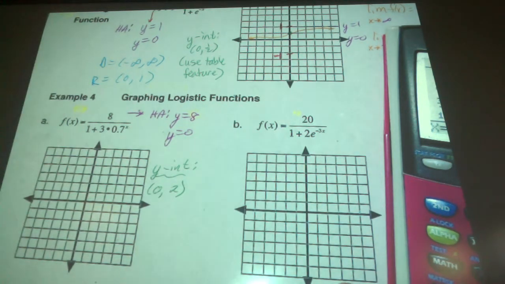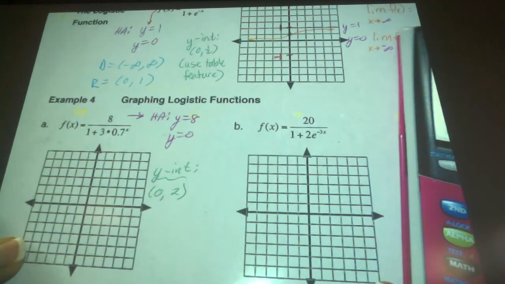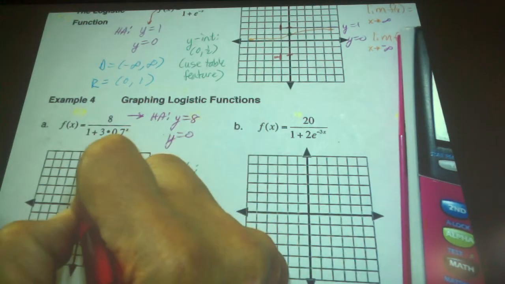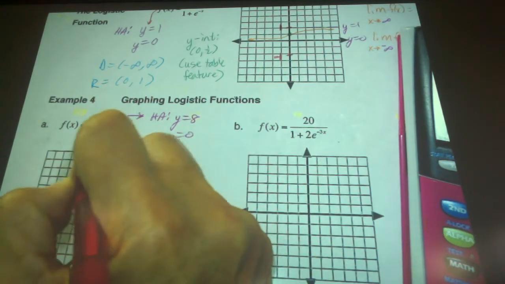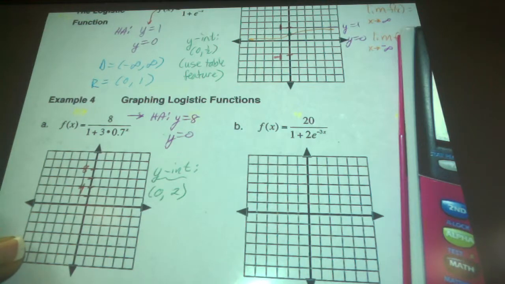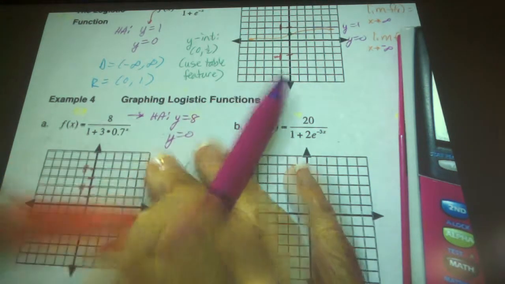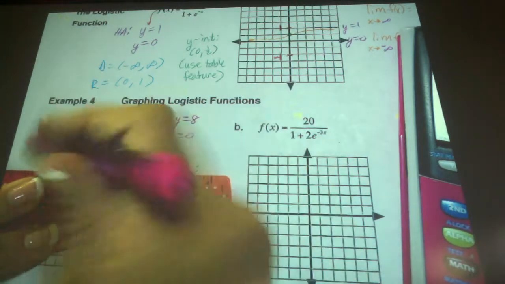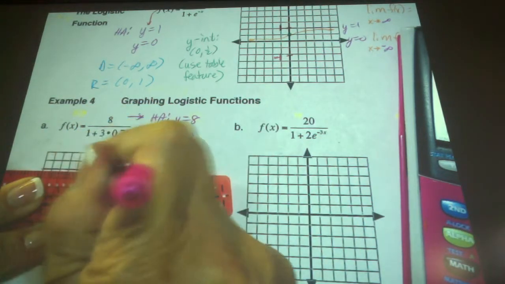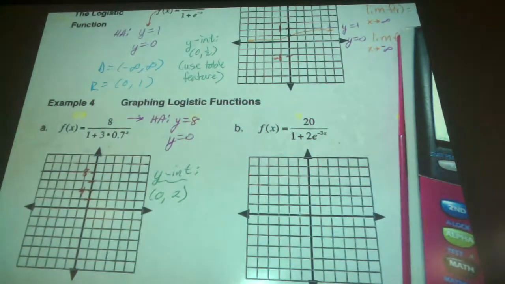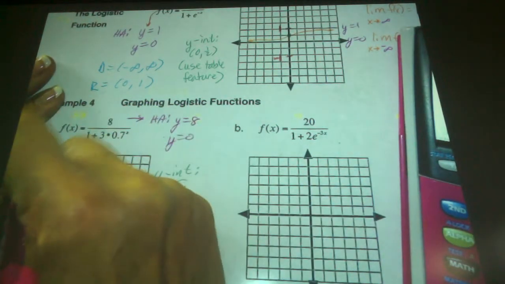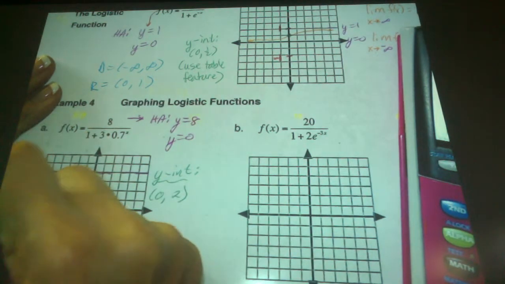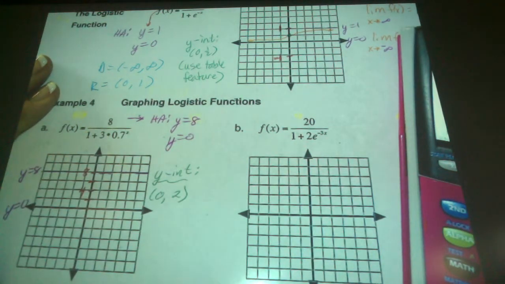I'm going to adjust my scale. What should I go by? 2 sound reasonable. So that would be 2, this would be 4, 6, 8. So I'm going to put a horizontal asymptote there, and label it y equals 8. And label this one y equals 0, because we have 2 of them.